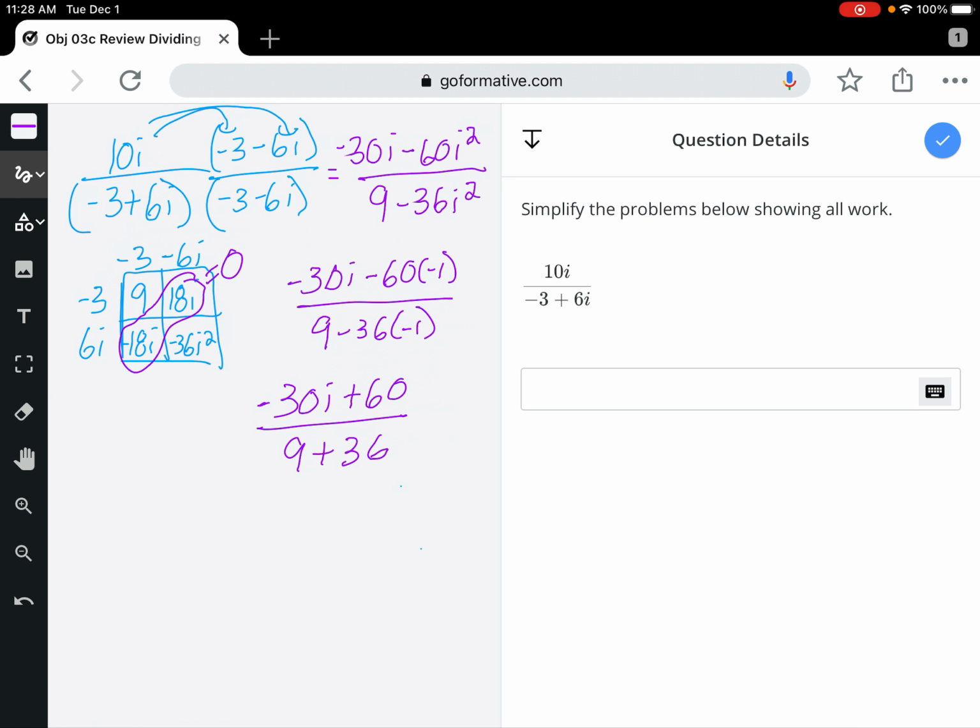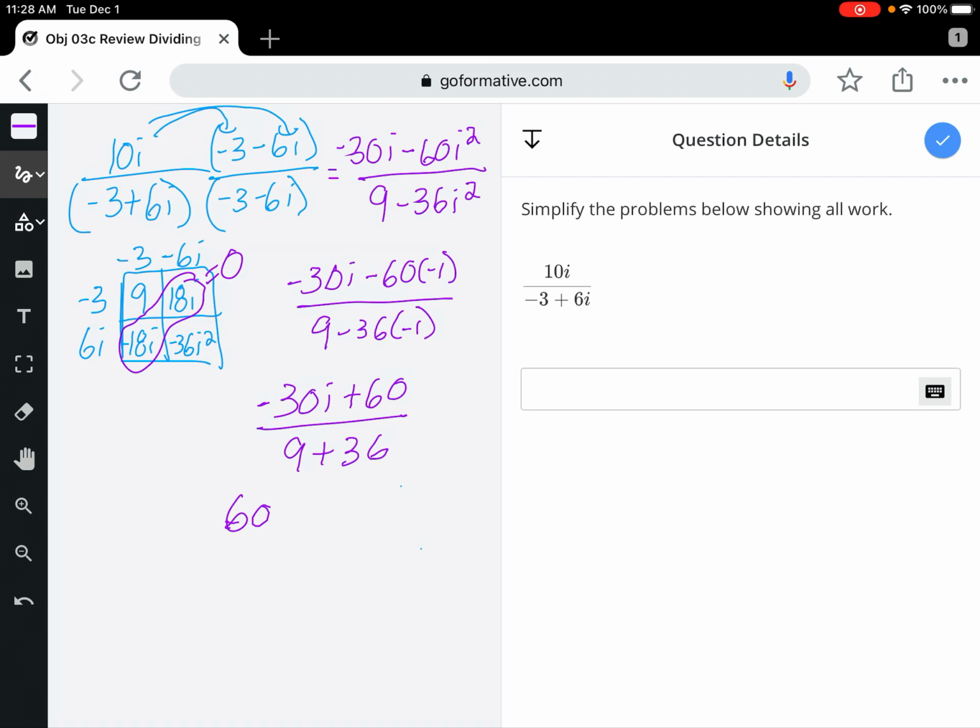I combine my like terms. So actually I'm going to rewrite the top. The top I'm going to rewrite as 60 minus 30i. 9 plus 36 is 45. Now you find the greatest common factor of 60, 30, and 45. So GCD. So 60, 30, and 45.